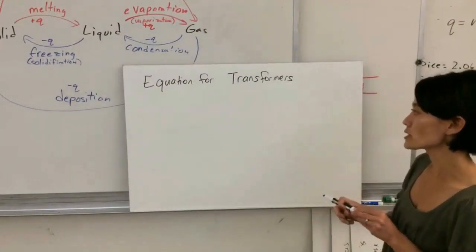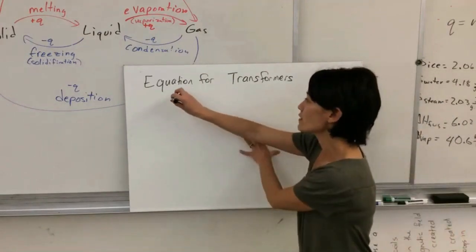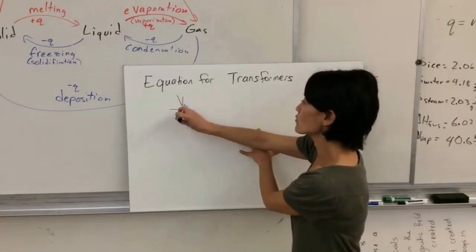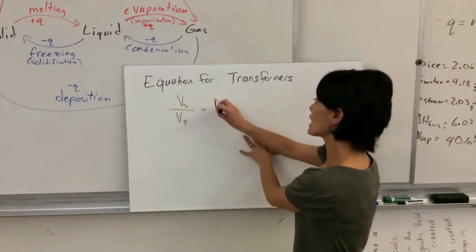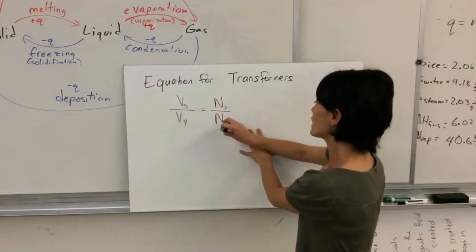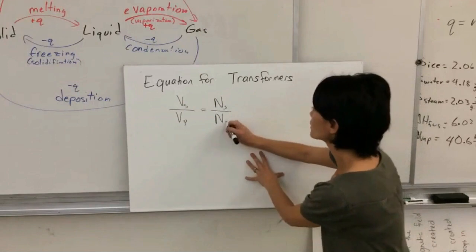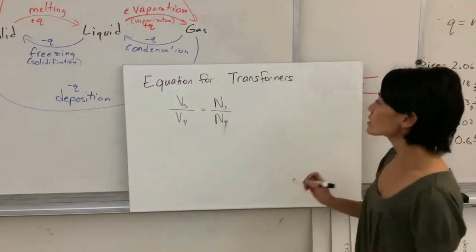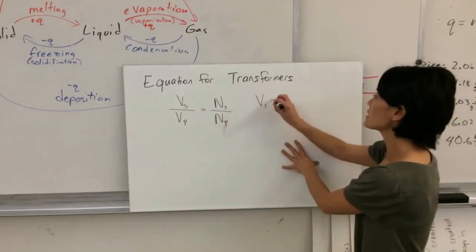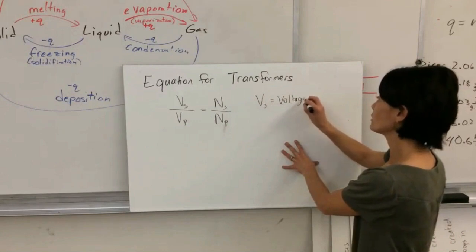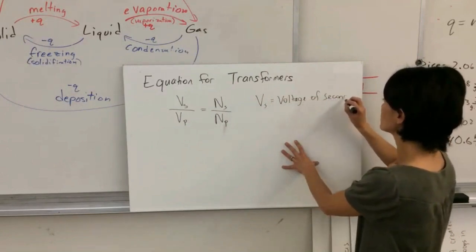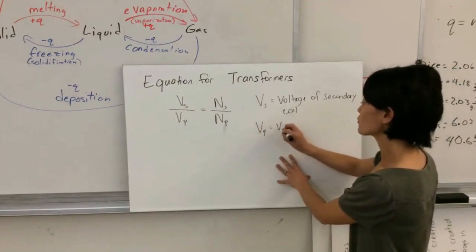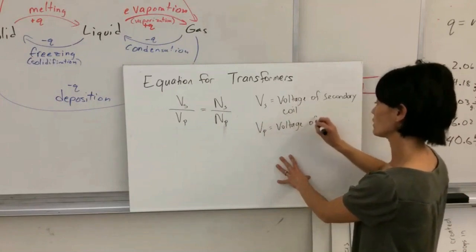The equation for the transformers is this: I'm just going to write it out and then I'll explain what the terms are. Vs over Vp is equal to Ns over Np. Okay, so what do these quantities mean? Vs is the voltage of the secondary coil. Vp is the voltage of the primary coil.